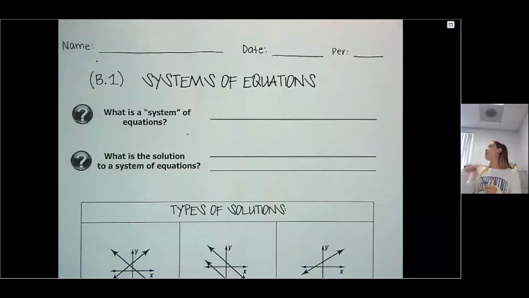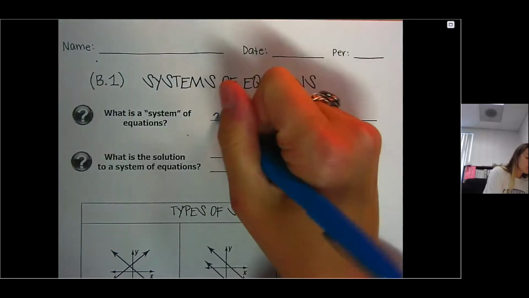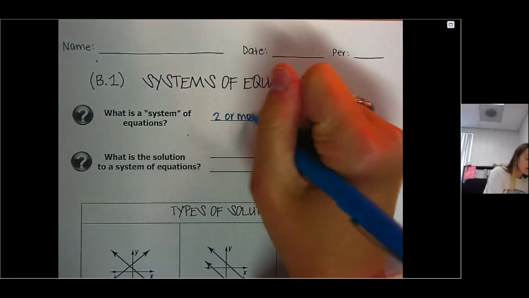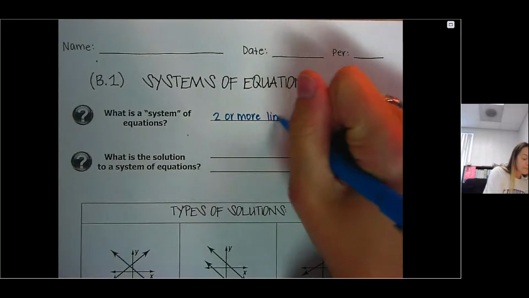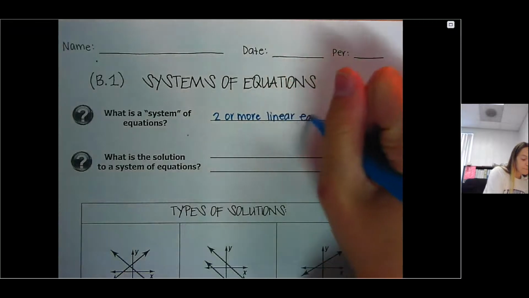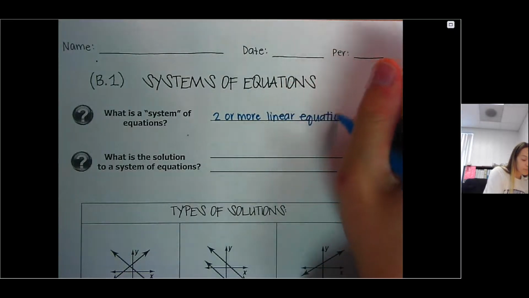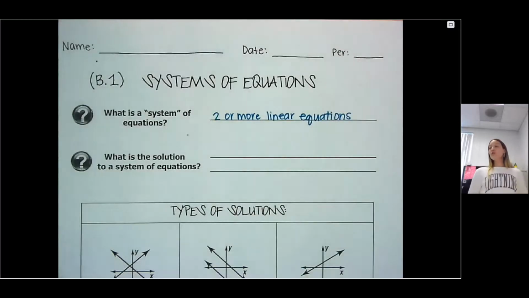A system of equations is two or more equations, but they do have to be linear equations, has to be straight lines. So two or more linear equations. Two or more. So you could have obviously way more than two, but it has to be a minimum of two in order to be a system.